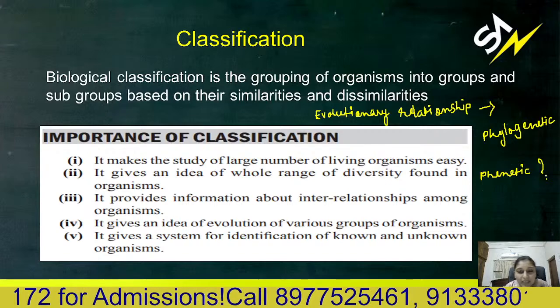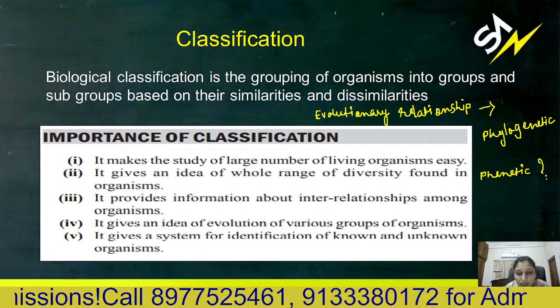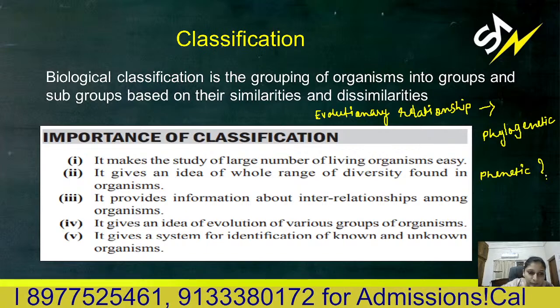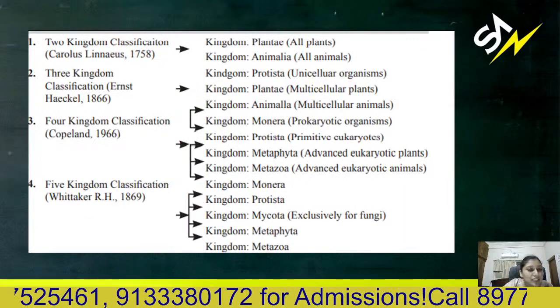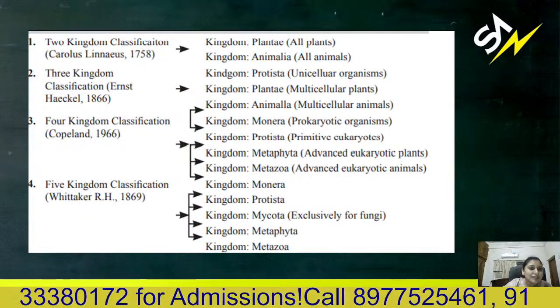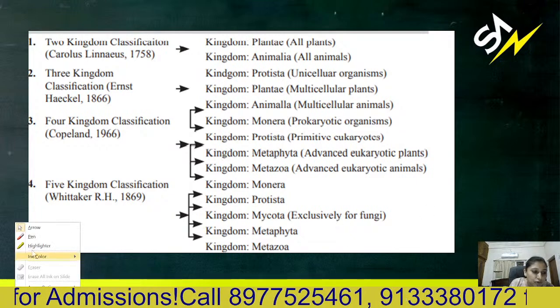Correct, Kiran, based on the morphological or observable characters. If you classify an organism that way, then it is known as phenetic classification. Okay, so these are different types of classification system. You can see here, this is not given in NCERT, but yes, we can include a few more points here.